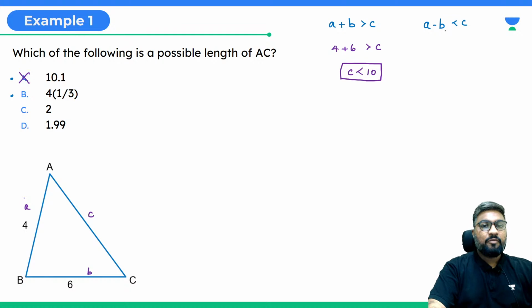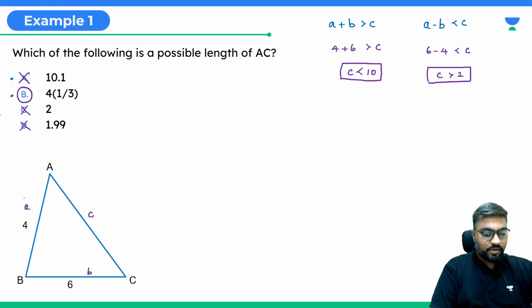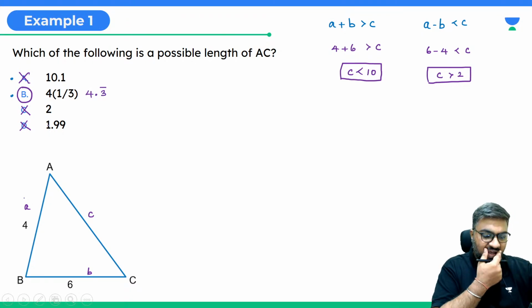Same way in the second one, if you look at it, we can't do 4 minus 6 because these are physical sides, so 6 minus 4 should be greater than C, or C must be greater than 2. So the value of C must be greater than 2. It can't be 1.99, it can't be 2 either, so it has to be 4 1 by 3. Got it? It has to be 4 1 by 3. 4 1 by 3 is basically 4.33, correct? Clear everyone?